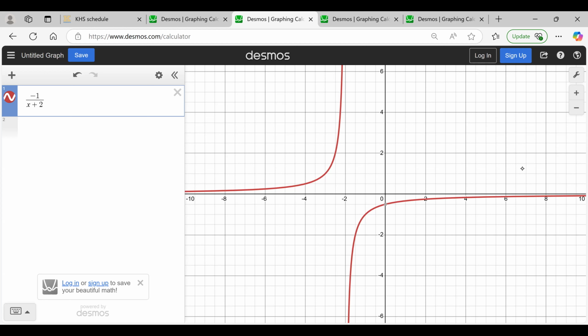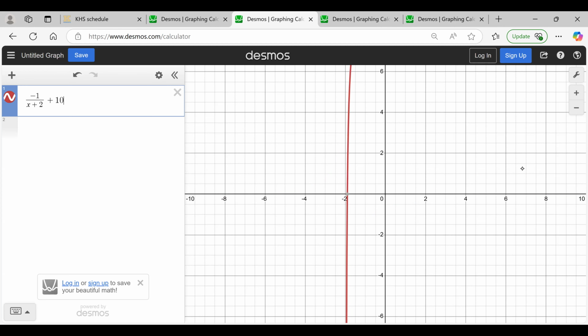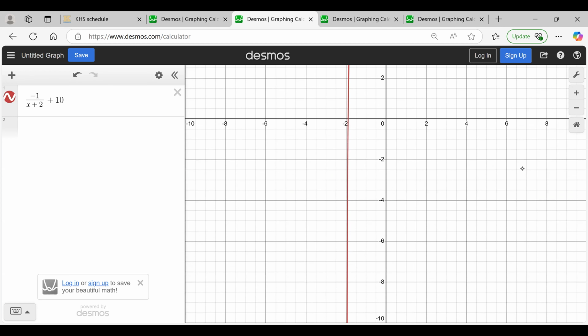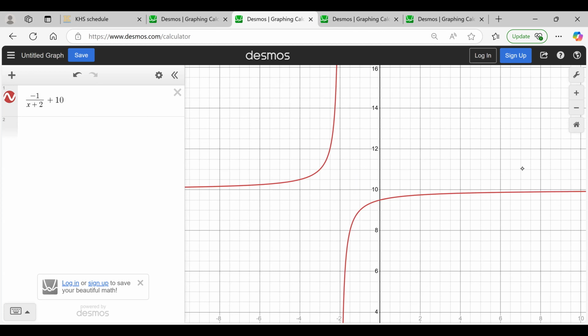Also, if I put a plus, if I put +10, what will happen? Up to whatever I put. So if I put +10, it went up to 10. So let me scoot up. It went up to 10. You guys see that? All right, so let's go ahead and take some notes.